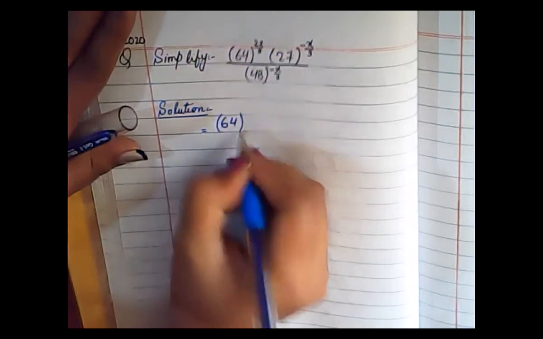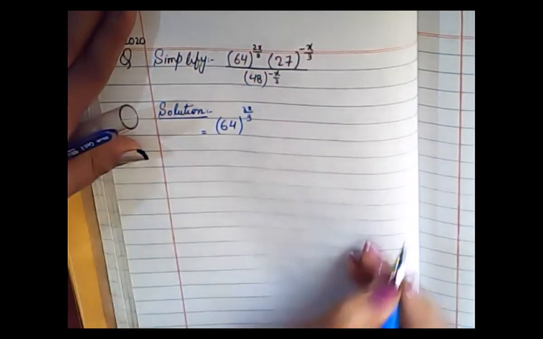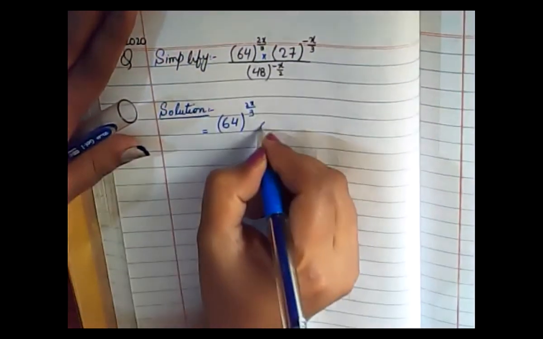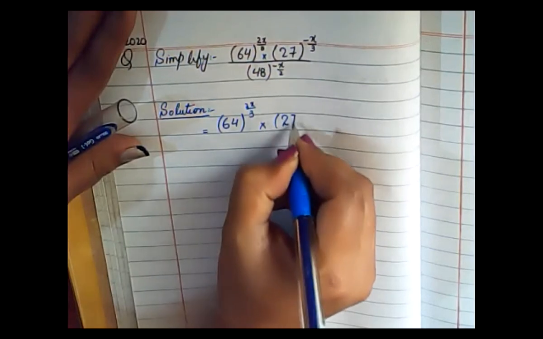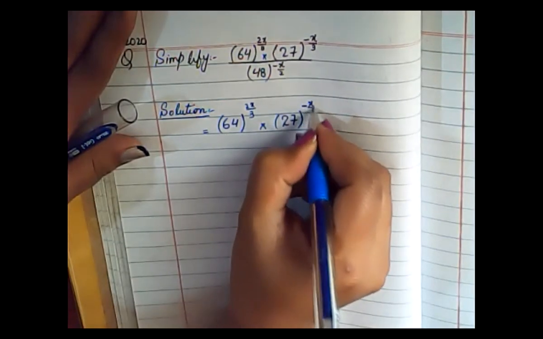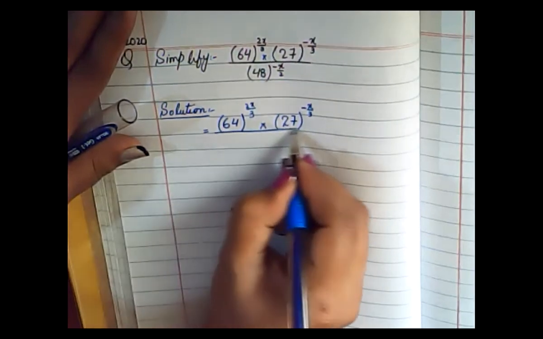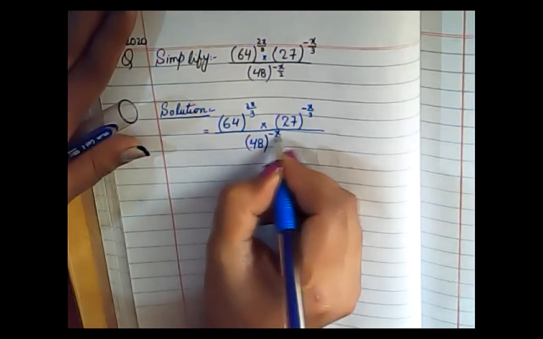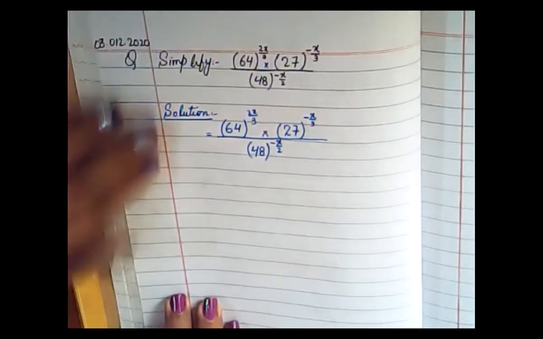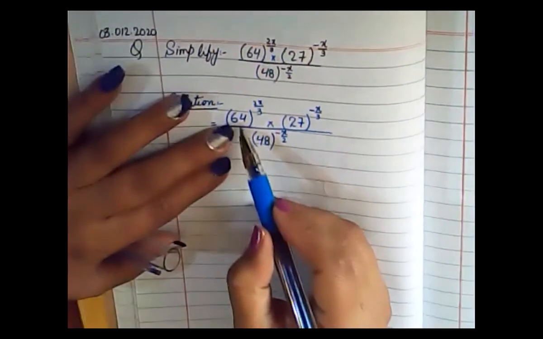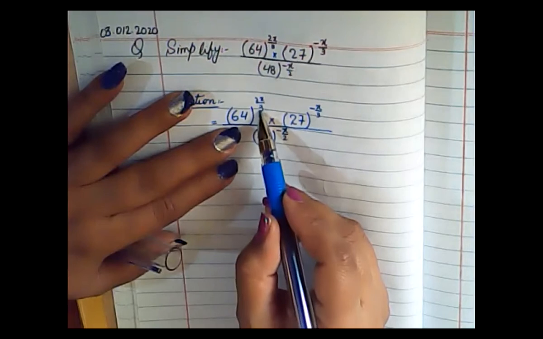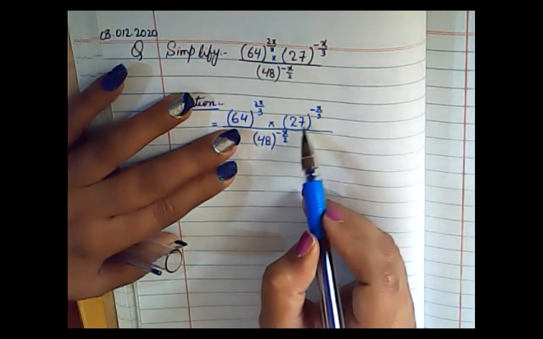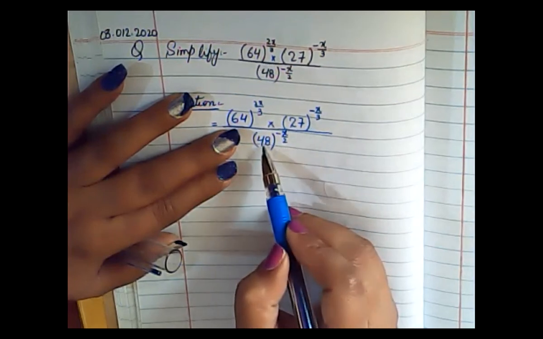64 and the whole power is 2x upon 3. Then the sign of multiplication. Then 27 and it has whole power minus x upon 3, divided by 48 and it has whole power minus x upon 2. Now what you have to do here: we have to take the cube root of 64, here we have 27, so we have to take the cube root of 27, and here we have to take the square root of 48.